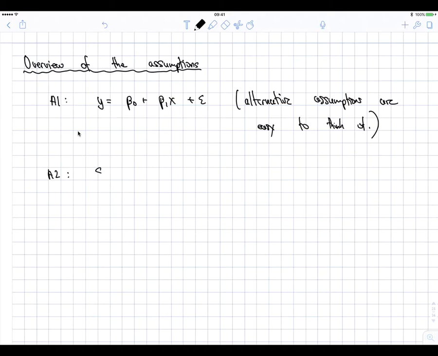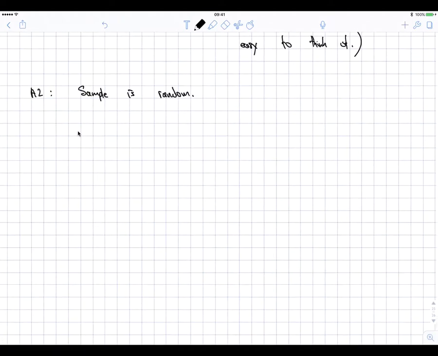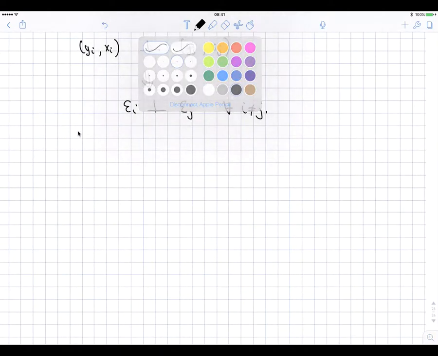A2 is that the sample is random. Let me try and explain what that is really telling you. It's telling you that the yi and the xi are independent of the yj and the xj. In other words, one data point is completely independent of the other data point. This will imply things like epsilon i is independent of epsilon j for all i different from j.